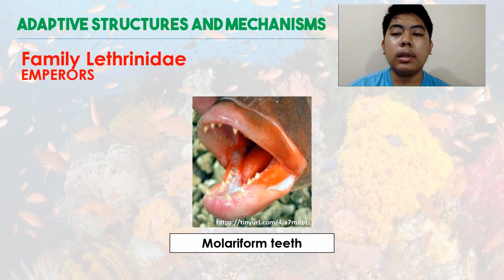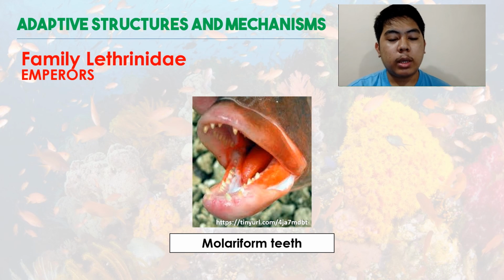Lastly, for family Lethrinidae, one noticeable adaptive feature is their molariform teeth. Species in this family are benthic feeders, and some are specifically adapted for feeding on small, hard-shelled invertebrates. So these molariform teeth can grind through mollusks and crabs.